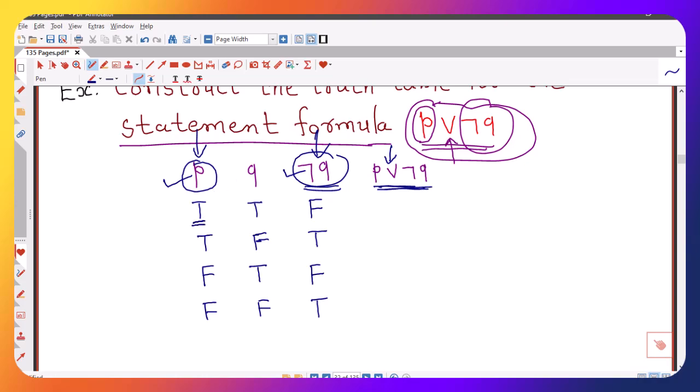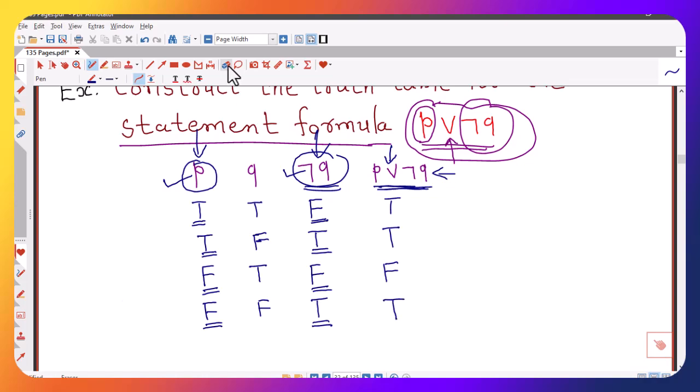So here for the first possibility we have true and false, and because P is true, or at least one is true, this has truth value T. Here both are true, therefore we require at least one truth value as T for this to be true. Here we can see both are false, therefore this becomes false, and here one is false, another is true, therefore this has truth value T.